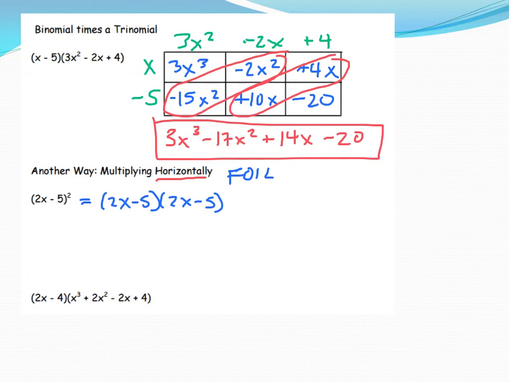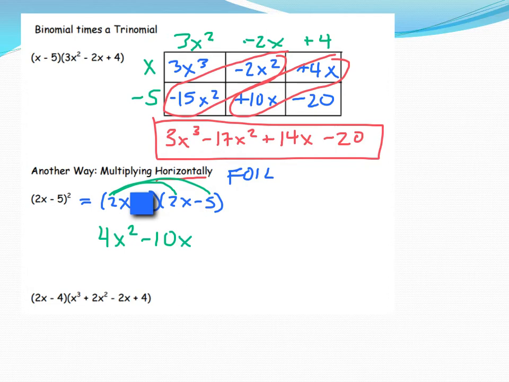Okay, so how do I multiply horizontally? So here's what I'm going to show you, okay? I'm going to put this little box here. To multiply horizontally, I'm going to take this box and cover up the negative 5. And I want you to think of this as distributing. Okay, so I'm going to take this 2x and I'm going to distribute it to those two terms. Okay, so what's 2x times 2x? Well, that's going to be 4x squared. Then what's 2x times negative 5? That's going to be minus 10x. Okay, so I've basically taken that first one.